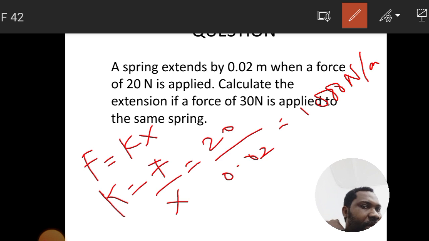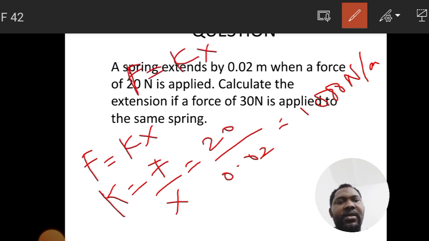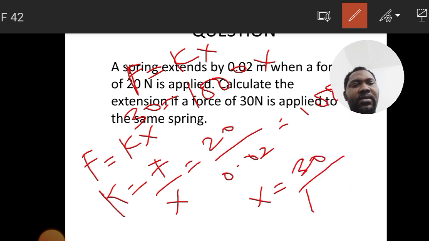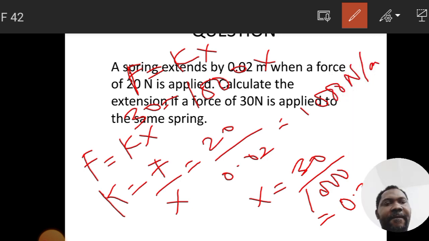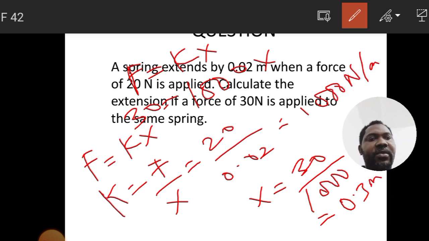With the spring constant now, we can find the extension when the second force is applied by using the formula F equals kx. My spring constant is 1000, but the force is 30 newtons, so we write 30 here. We're looking for x, so x is equal to 30 over 1000, and that gives us 0.3 meters. Yeah, that's a beautiful one.